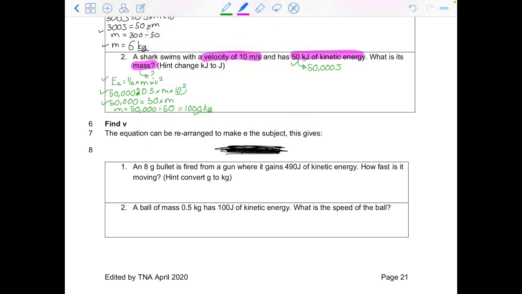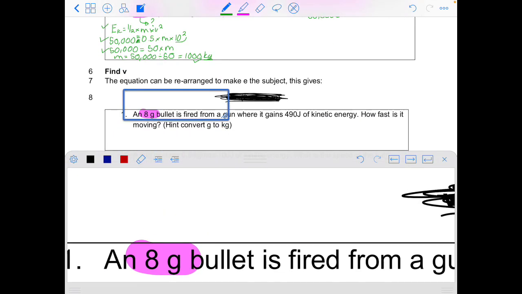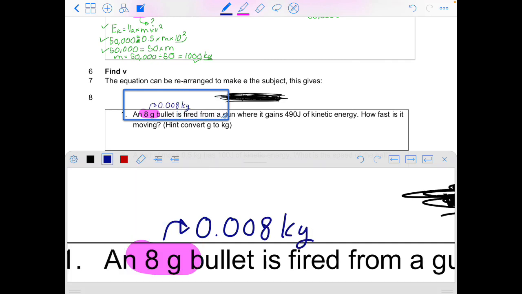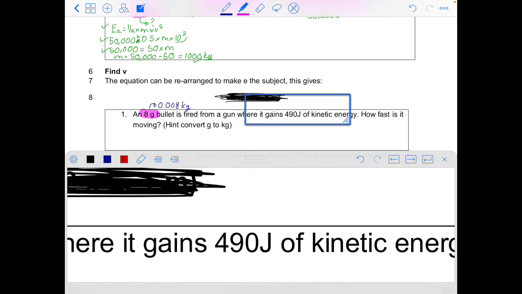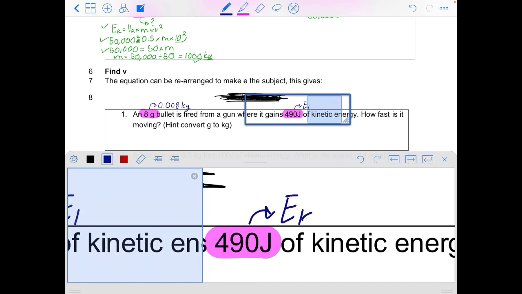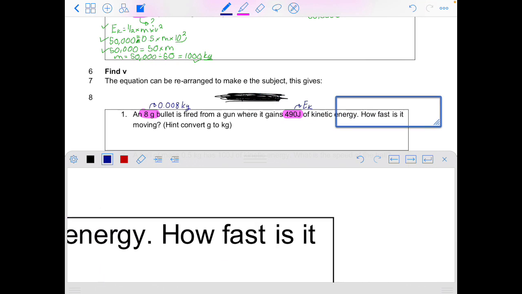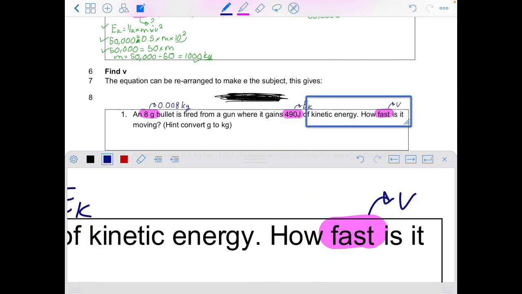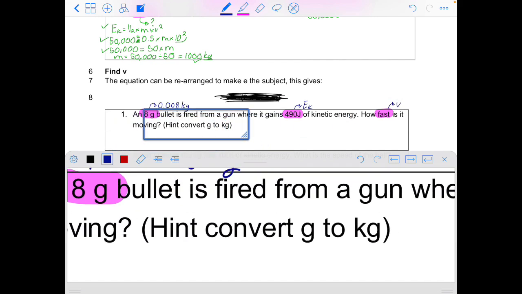So looking at it, we have our 8 grams. We can't use grams, so we know we have to convert it to, well done, kilograms, which is 0.008 kilograms because we divide by 1,000 to get to the kilo. Fired from a gun, it gains 490 joules. This is our kinetic energy. How fast is it moving? If it's asking how fast, we know we're looking for the speed. So we've done our converting grams to kilograms.